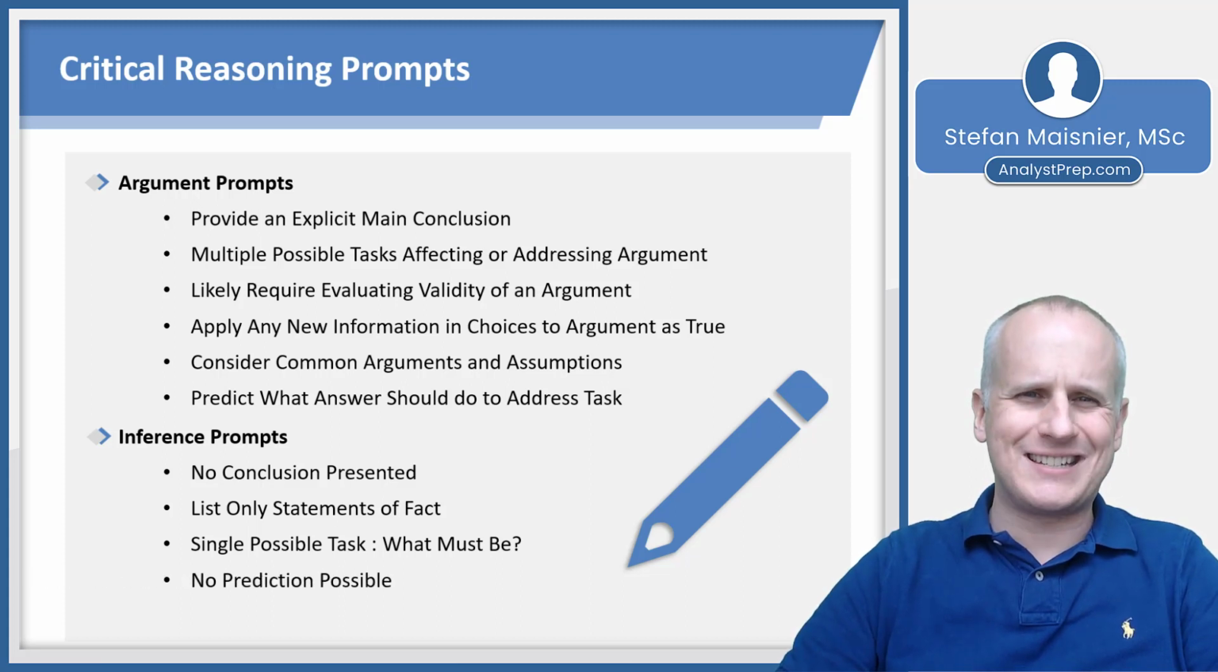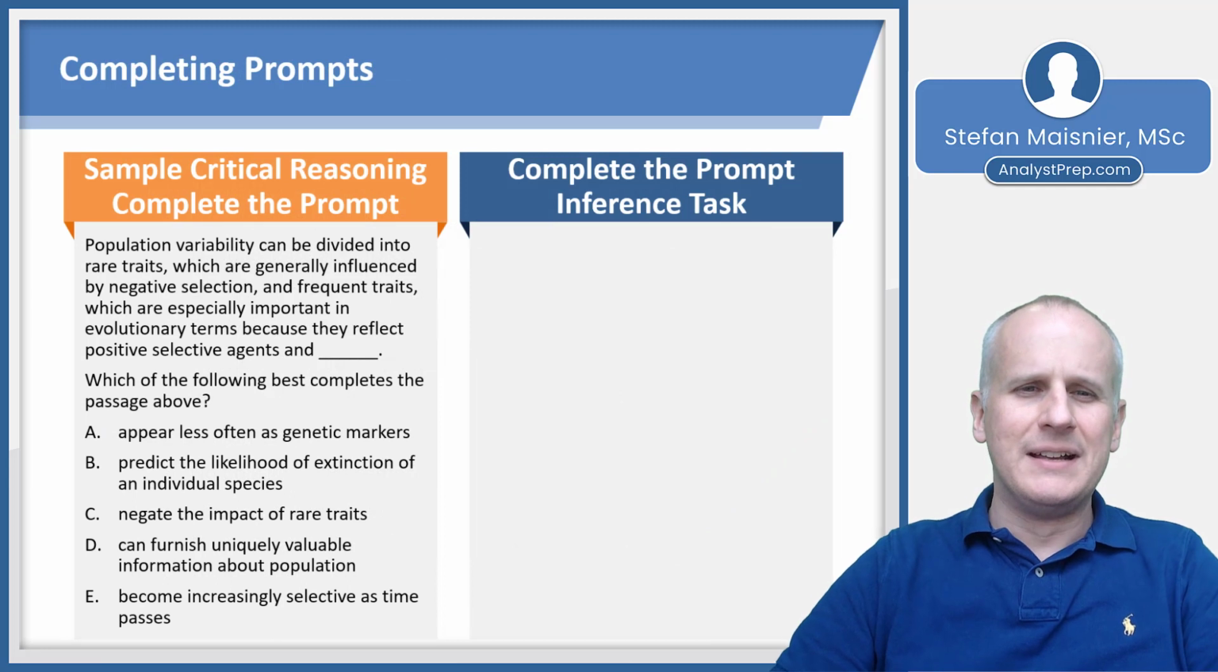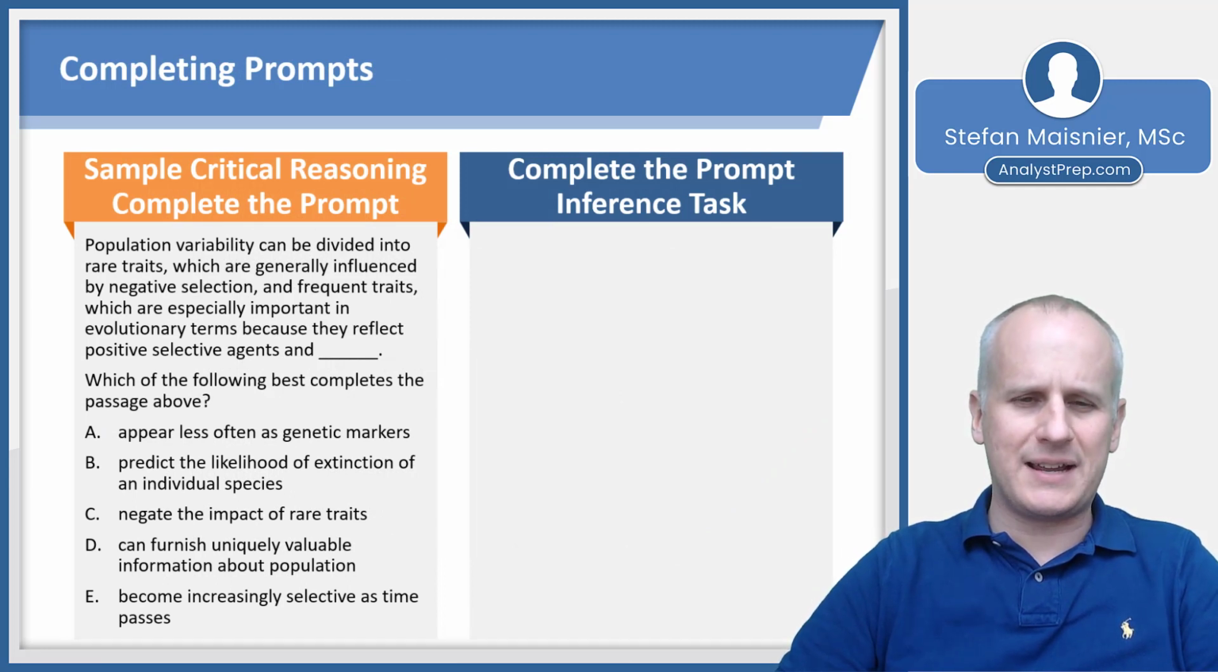When it comes to inference tasks in the critical reasoning format, it is going to be nearly impossible to predict. So you want to just stick to the facts and find a choice that, when it is compared to the facts, must be 100% certain without exception. So there are two different ways you can be asked to complete a prompt. And you can see with the example on the left-hand side, we've just got a blank and then a period. And the question is asking, which of the following best completes the passage above?